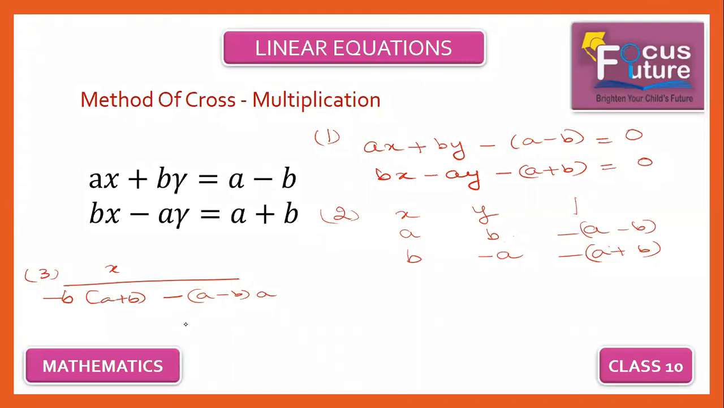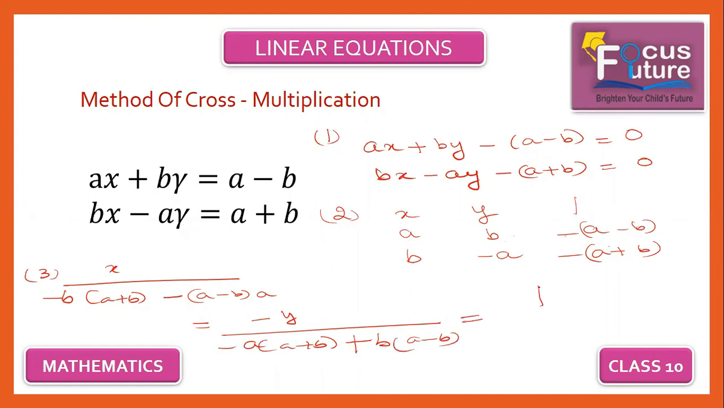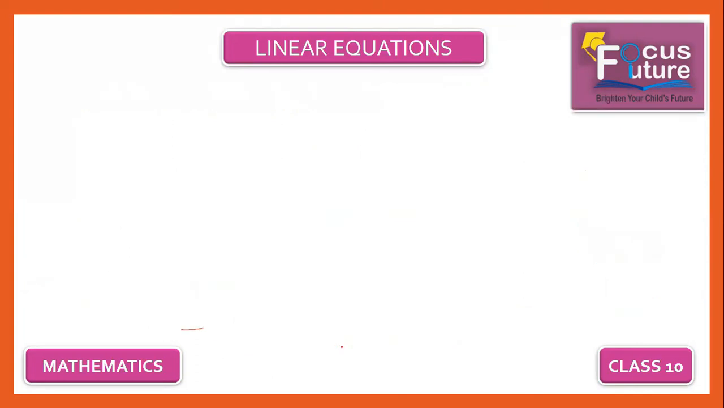Now what would be your y? Equal to minus y divided by a1c2 minus a into a plus b minus c2a1 b into this, and this is minus, so minus minus plus b into a minus b equal to 1 divided by a1 b2 minus a square minus b square. Okay, now let us further calculate this.